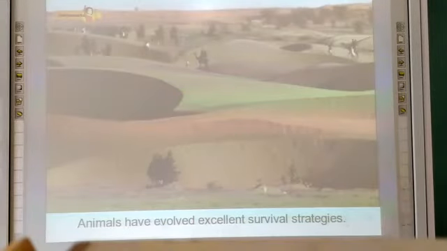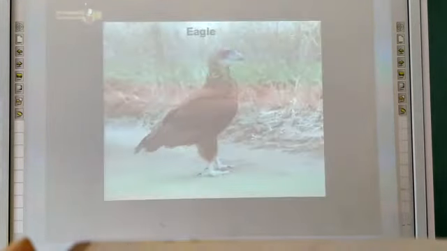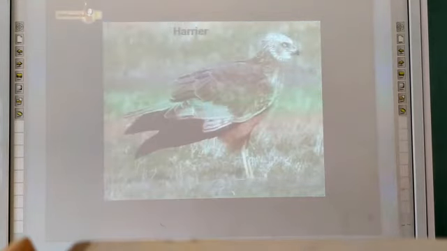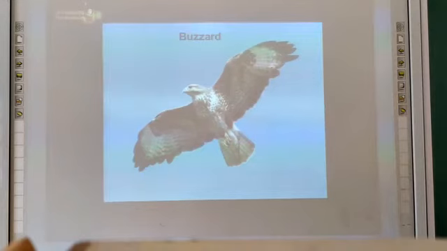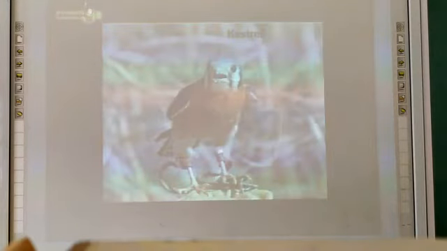Animals have evolved excellent survival strategies. One can see many eagles, harriers, falcons, buzzards, kestrel, and vultures.